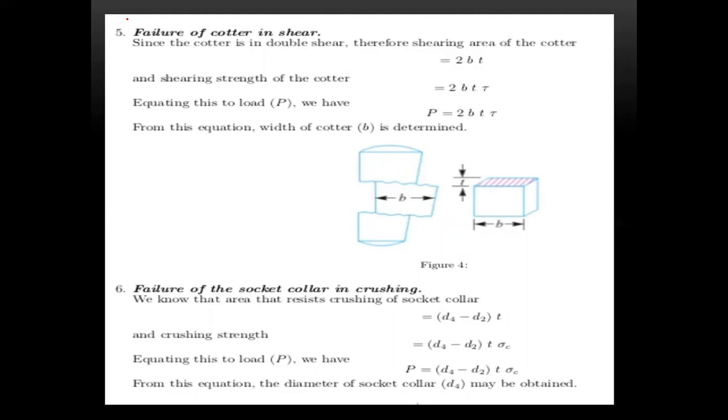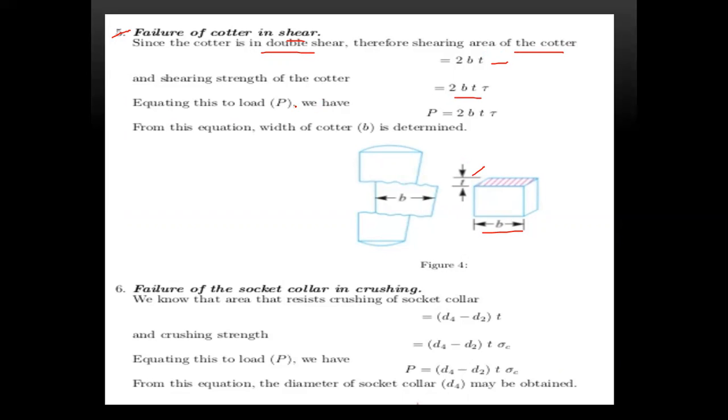The next one is failure of the quarter in shear. Since the quarter is in double shear, the shearing area of the quarter, if you have some portion of the quarter that is sheared, you can see the breadth and the thickness. With this, the area of the quarter is 2 into b t, and the shearing strength of the quarter is equal to 2 into b t into tau.